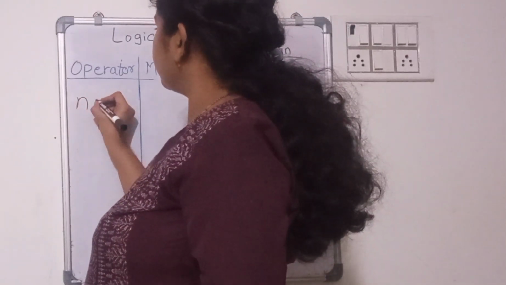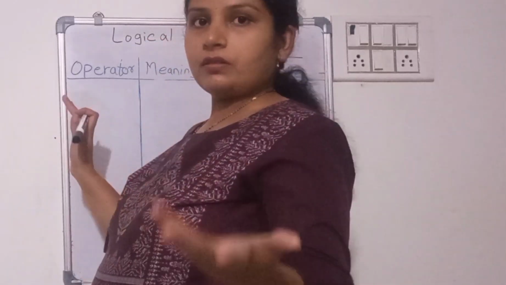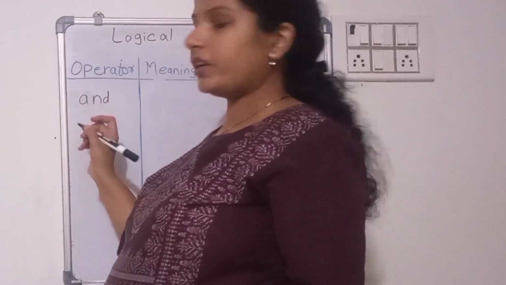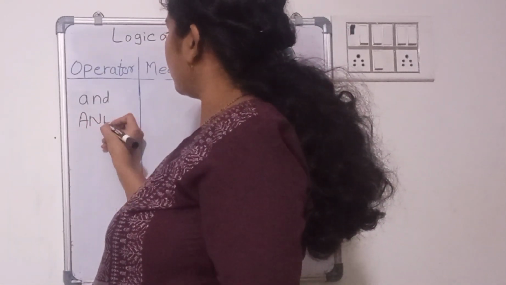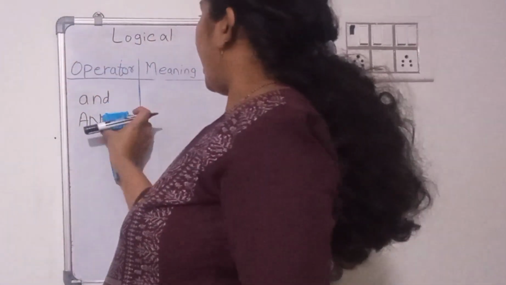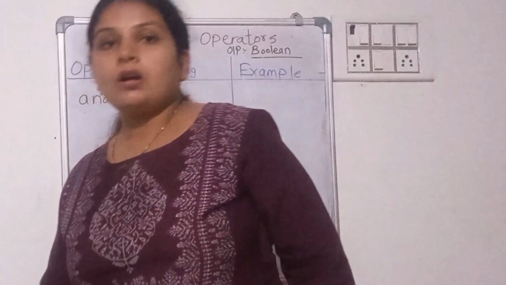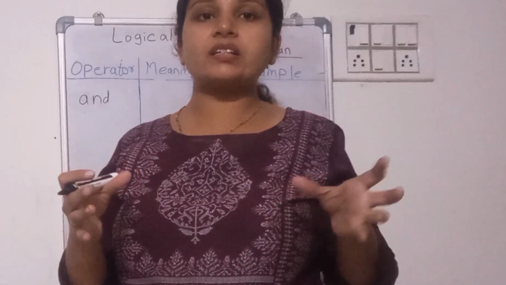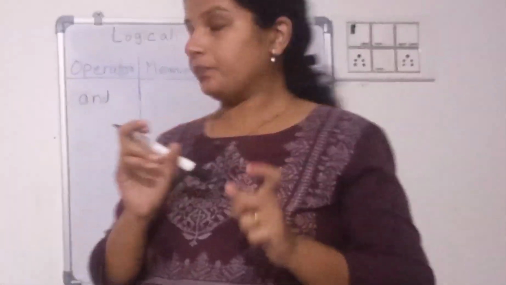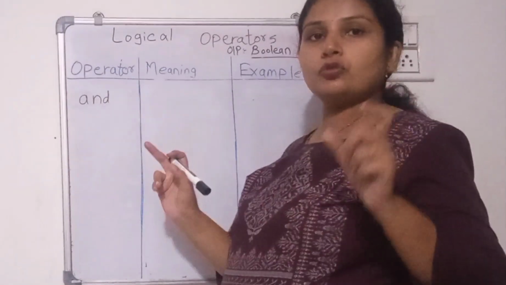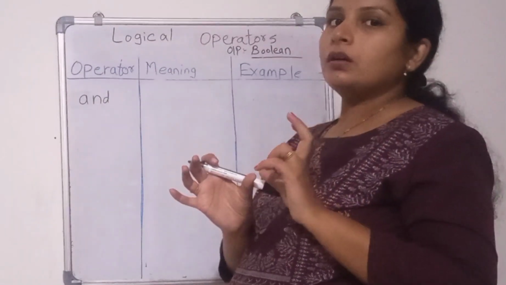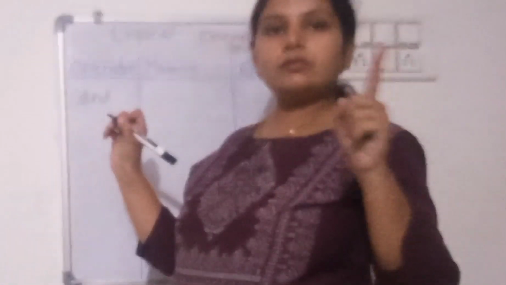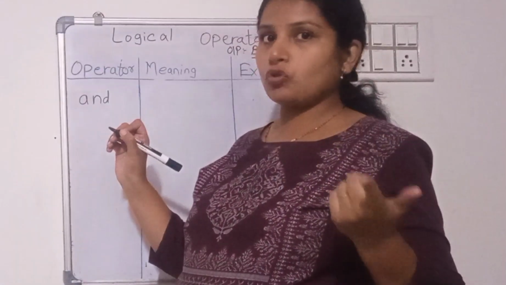First is the not. Sorry, not we'll study afterwards. First is and. You can write it in small case or capital case also. And operator. And this was statement 1 and statement 2. We are considering two statements together. So this and operator is used to combine two separate statements. So and means here we are getting the result in Boolean values, that means true or false.